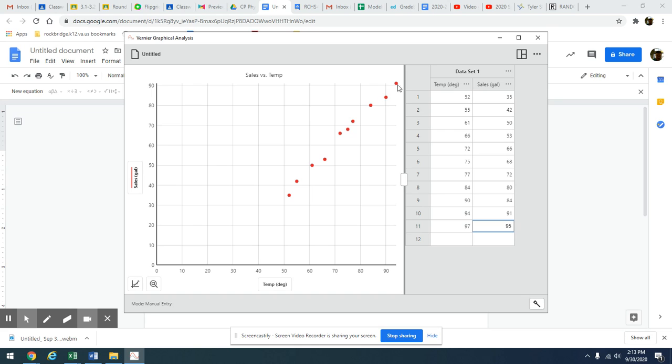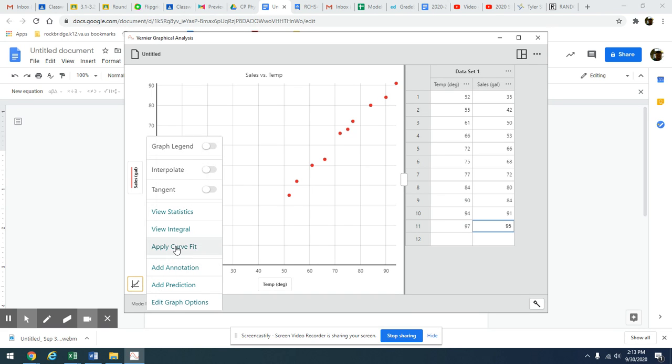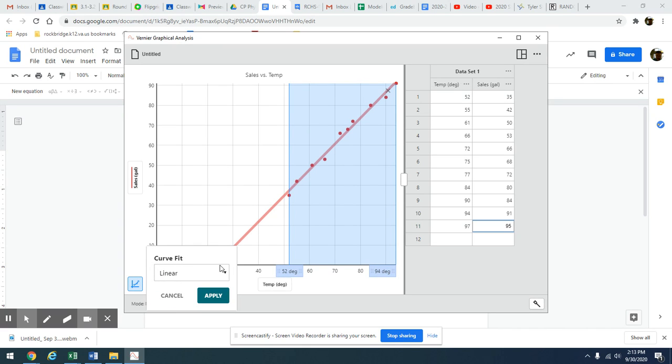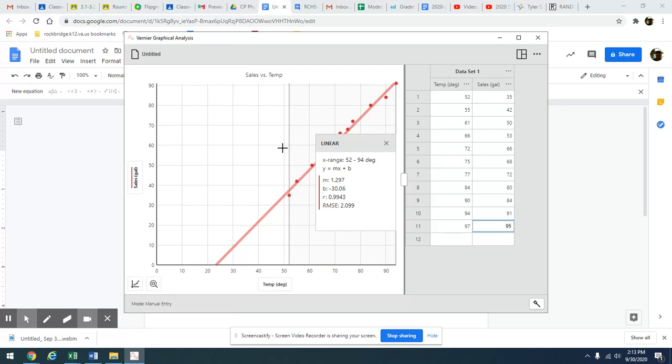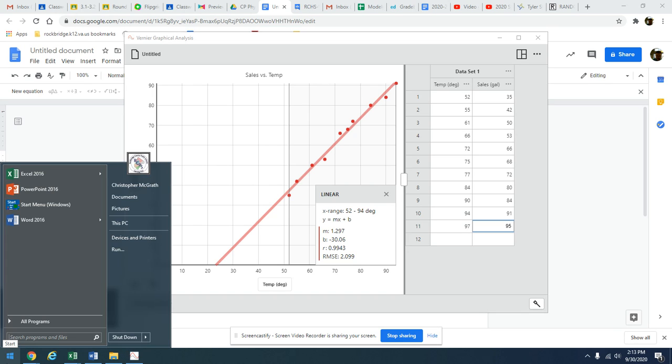Now, that does definitely look pretty linear. So I'm going to go ahead and apply curve fit. My first option is linear. Apply. I can slide that down a little bit so it's not in the way of my graph. And that looks good. I think I'm ready to go ahead and snip that and get it into my document.